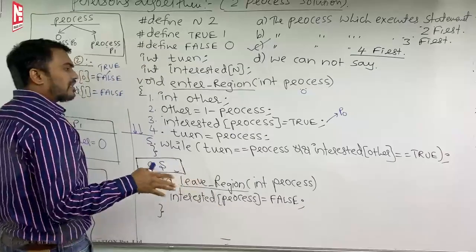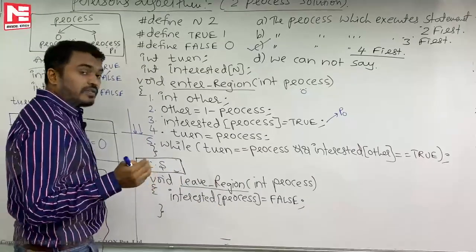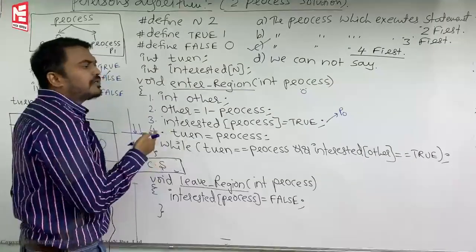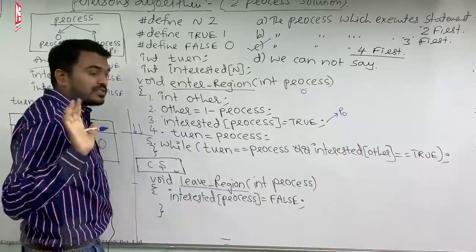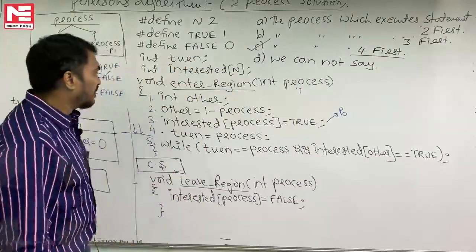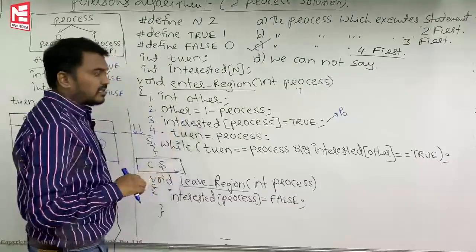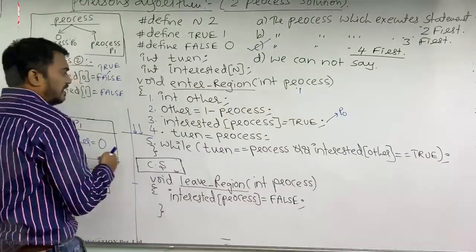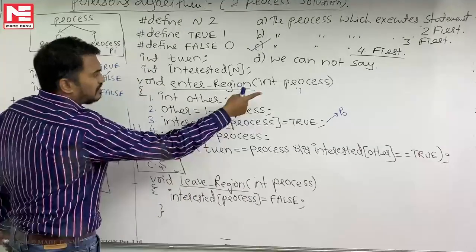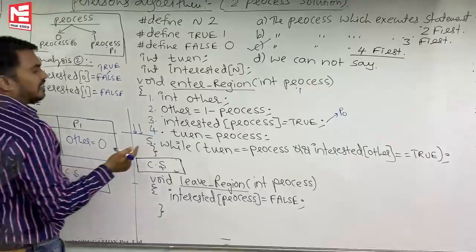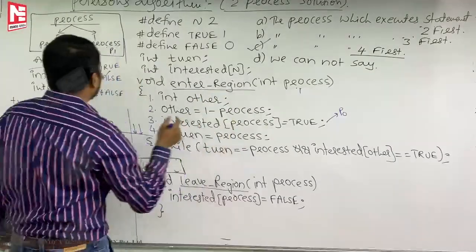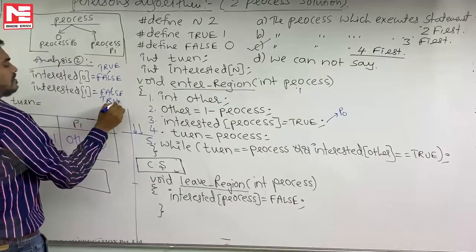Let us say after P0, next P1 is coming, because both are executing in the time quantum with the round robin scheduling. जब इसका time quantum है वो चलेगा, जब उसका time quantum है वो चलेगा, सिंपल सी बात. So next P1 is coming, so process value क्या लेना? 1 लेना. Integer other, other is a local variable, यहाँ पे लिखा है other equal to 1 minus process, so 1 minus 1 is 0, already written, and interested of process equal to true. What's the process value now? 1. So this becomes true here.